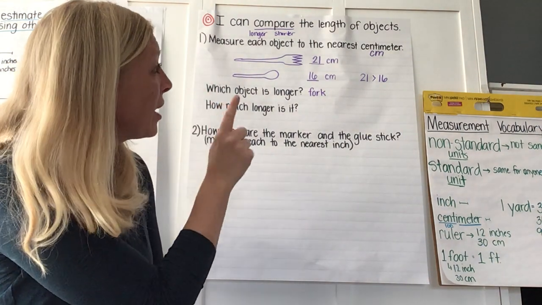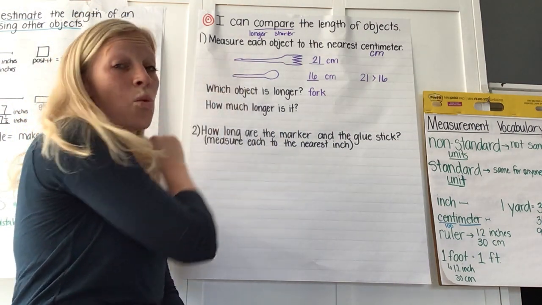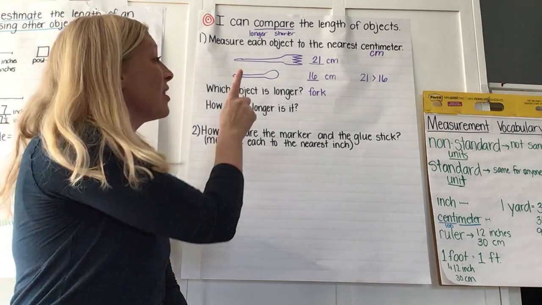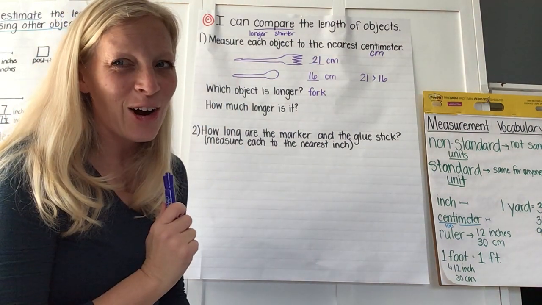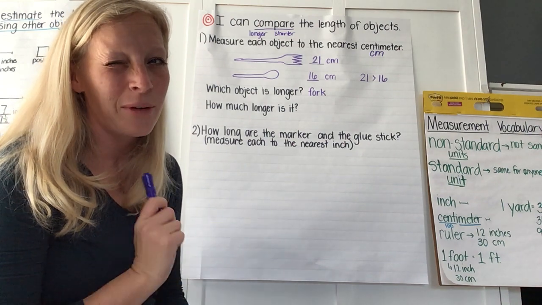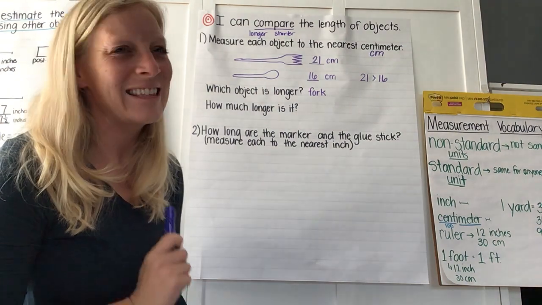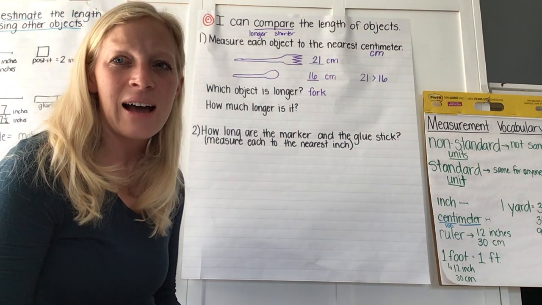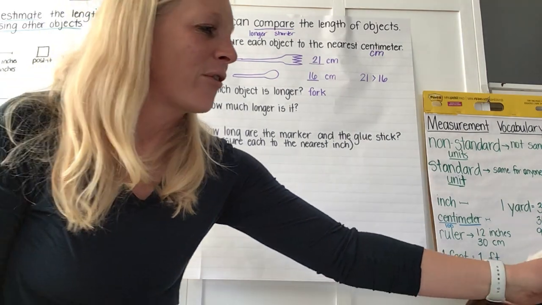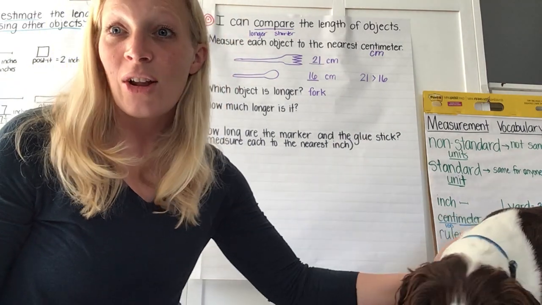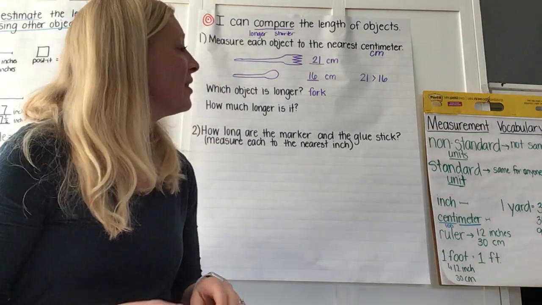Now, let's go back to that learning target. It says, I can compare the length of objects. So the length of the fork is 21 centimeters. The length of the spoon is 16 centimeters. We know the fork is longer, but our next problem is how we're really going to be comparing how much longer is that fork. And how can we find this difference? Got a little helper here today. What can we do to find that difference?